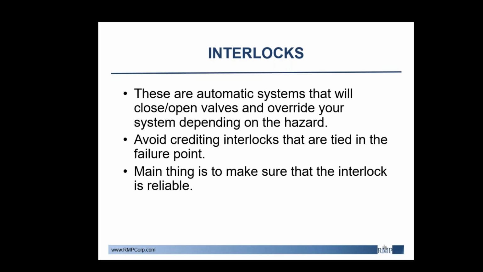Interlocks. These interlocks are automatic systems that will close or open valves and override your system depending on the hazard. You want to avoid crediting interlocks that are tied into the failure point. If your flow control valve failed closed, you don't want to rely on the transmitter tied into that valve to swing that valve open, as the cause of failure may be due to that transmitter misreading.